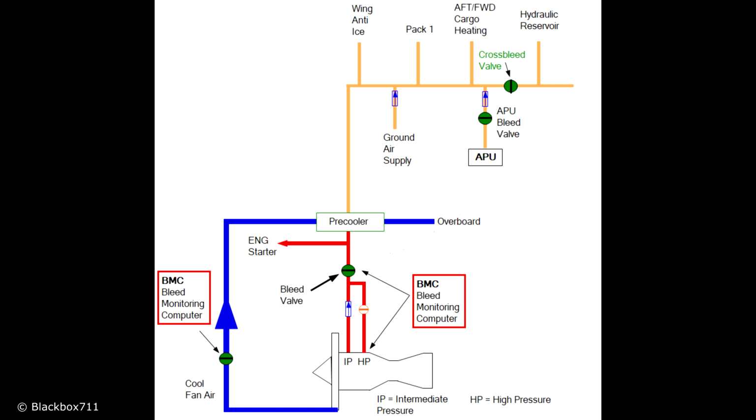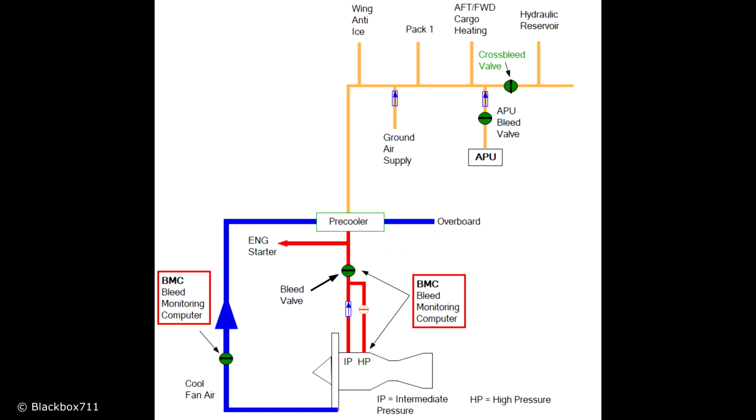From there, the bleed air will then be used for wing anti-ice, also for the packs, and some of it goes into the cargo heating, and also you will need the pressure to pressurize the hydraulic reservoirs. Of course, the engine bleed air isn't the only source that you can have. There could be a so-called ground air supply connected to the aircraft, and also the APU obviously will be able to supply bleed air for the different systems.